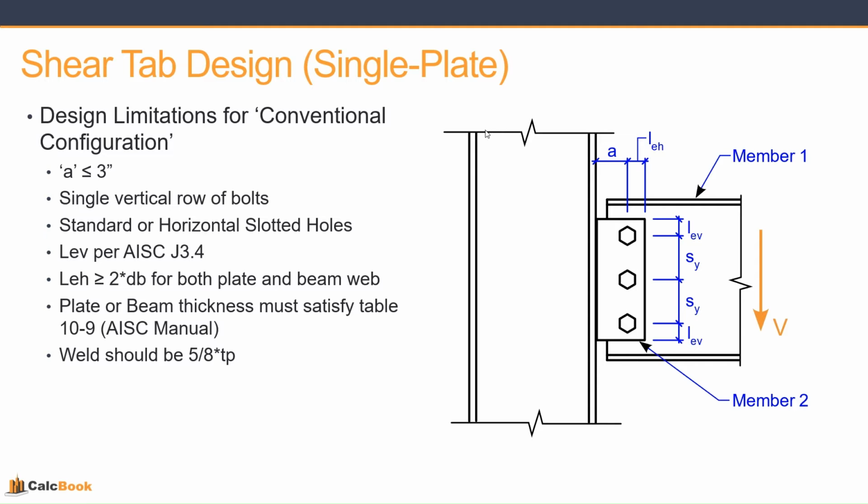In addition to that, we have a single vertical row of bolts as part of the limitations. We have to use standard or horizontally slotted holes. The L_ev is per AISC J3.4, the edge distances for bolts. L_eh is greater than or equal to 2 times the diameter of the bolt for both the plate and the beam web. The plate or beam thickness must satisfy table 10-9, so there are some minimum thicknesses there based on the bolt diameter. And then, like I said in the last slide, the weld should be 5/8 times the thickness of the plate. If you do 5/8 on each side of the plate, that is thicker than the plate itself, so we are going to develop the full strength of the plate.